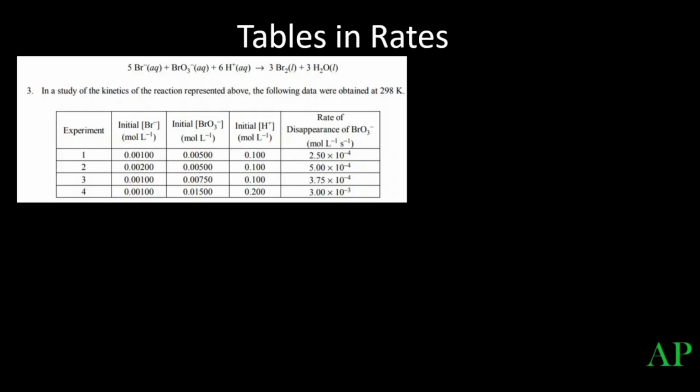First, you have tables and rates. So here the question says, in a study of the kinetics of the reaction represented above, the following data was obtained. You have certain experiments, a bunch of concentrations for different molecules. On the left-hand side, my reactants, right-hand side, my products, and here rates of disappearance of BrO3. So let's see exactly what's happening here.